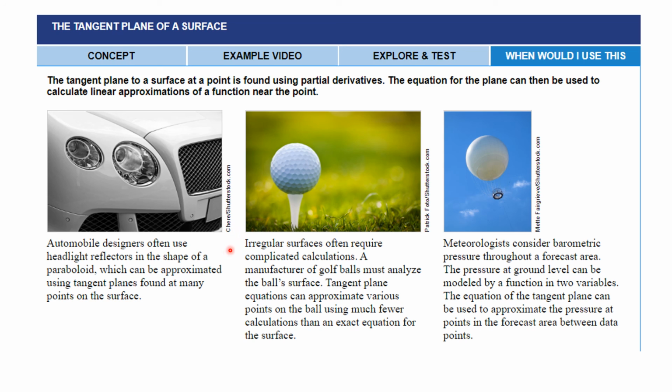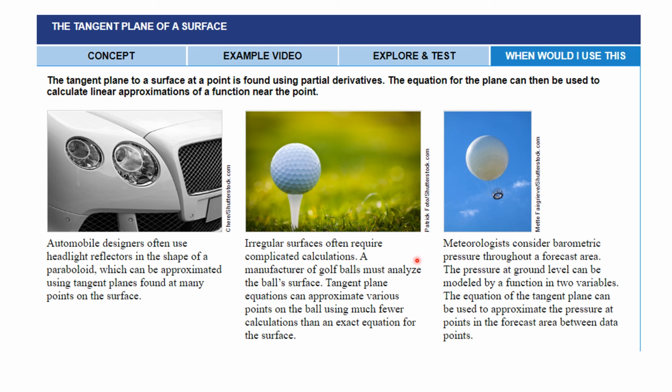Consider golf balls. Irregular surfaces often require complicated calculations. This is very irregular. You can see all these indentations. A manufacturer of golf balls must analyze the ball's surface. Tangent plane equations can approximate various points on the ball using much fewer calculations than an exact equation for the surface.